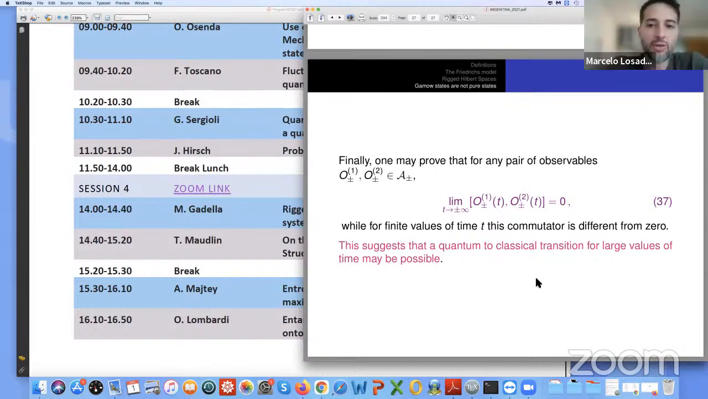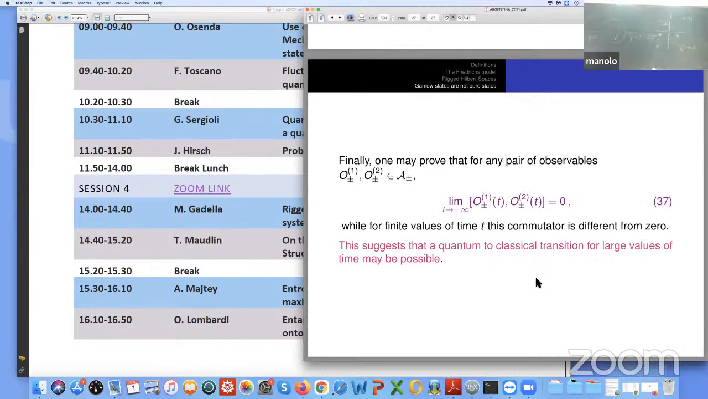Olympia has a question. Just a clarification, Manolo. You said that gamma vectors are not pure, but you were not meaning that they are mixed states. They are singular. No, not even singular. But what is the relationship between being singular and having non-zero entropy?